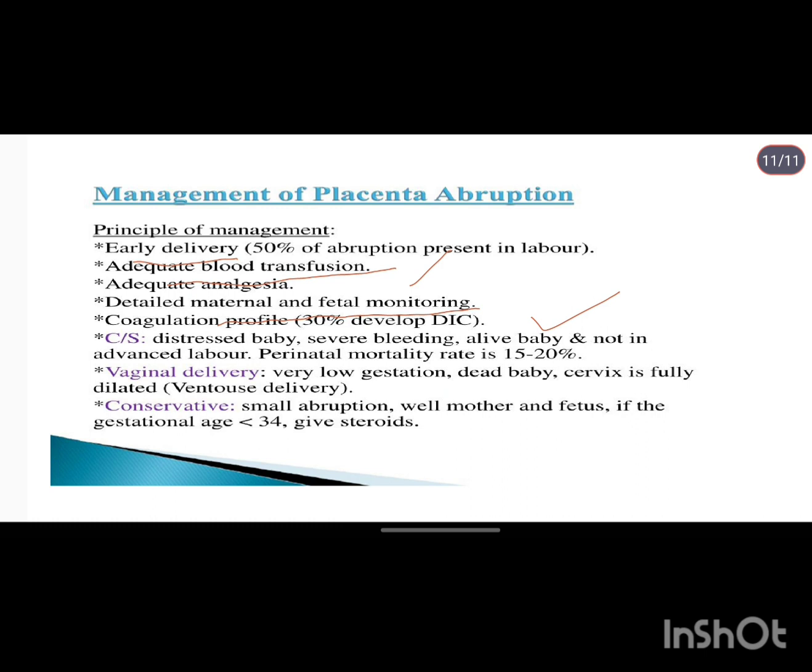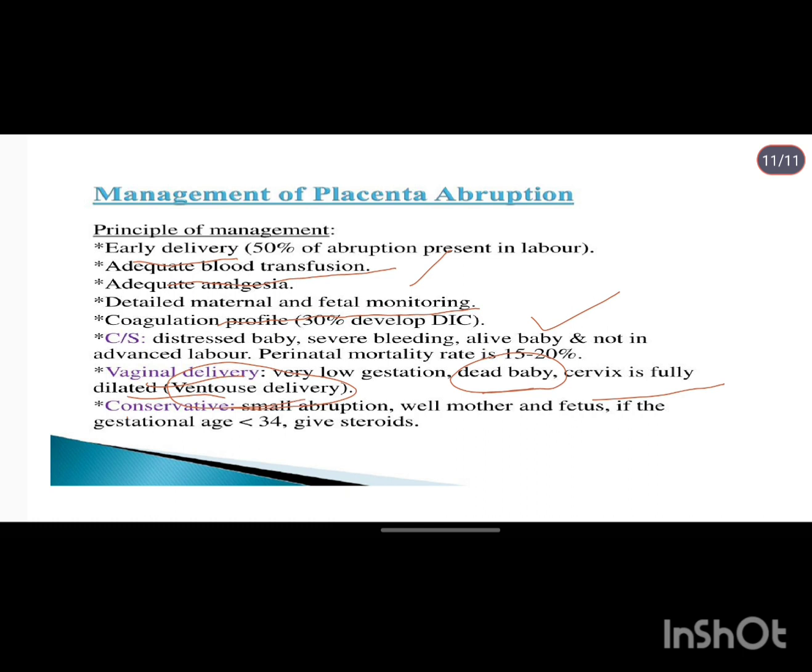And we need to reassess whether the baby is distressed, whether the bleeding is very severe, whether the baby is alive or not, and whether the mother is in the advanced stage of labor. If a complete separation has already occurred, we can better go for vaginal delivery. The indications for vaginal delivery are when the baby is dead and the cervix is fully dilated, then we can support the delivery with the help of vacuum delivery.